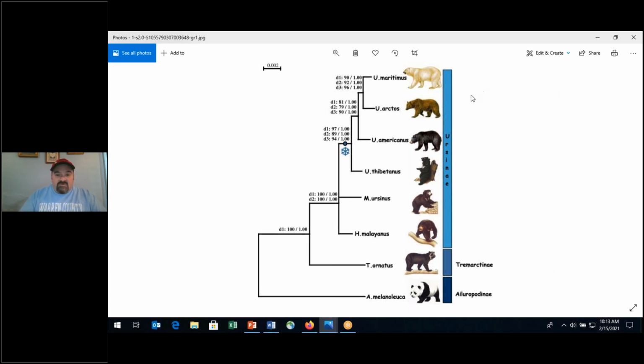So look here, as far as that, we have this Ursinae, right? So Ursinae would be then where we would be looking at more of the Ursus and such. So we're looking at the polar bear, the brown bear, right? The grizzly bear, the black bear.